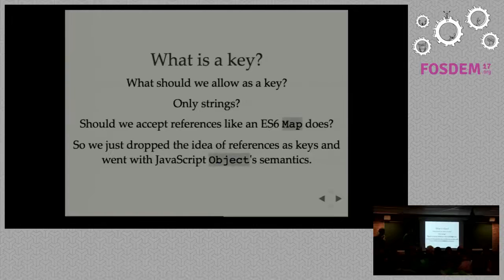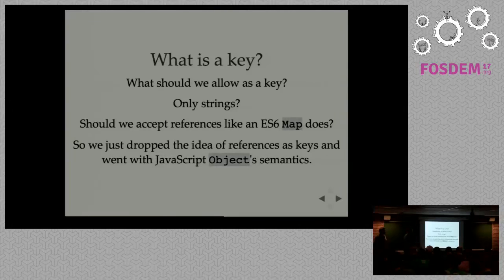So what is a key in the graph? This one was a bit long to solve, but I'm going to go a bit faster because we are running out of time. So what should be a key? In NetworkX, for instance, you can have anything as a key. A key can be a reference, a key can be a string, etc.